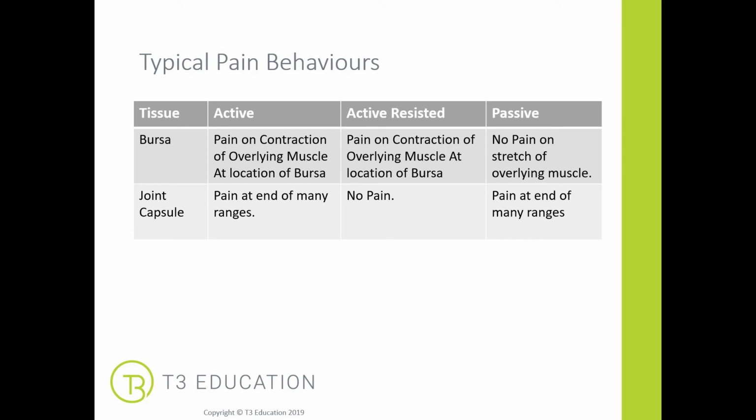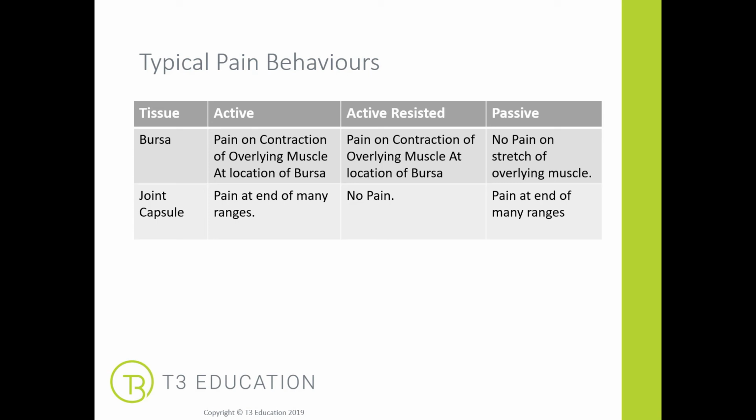And in terms of the joint capsule, it's similar to the ligament, where really clients would be feeling pain at end of range. But if it was an issue with the whole joint capsule, they would be feeling pain at the end of many ranges rather than 1 or 2 in the case of specific ligament sprain. There would be no pain on active resisted for the same reason, we're not going to end of range to strain the joint capsule. And on passive stretching, again, the client would feel pain at the end of many ranges if it was an issue with the whole joint capsule.